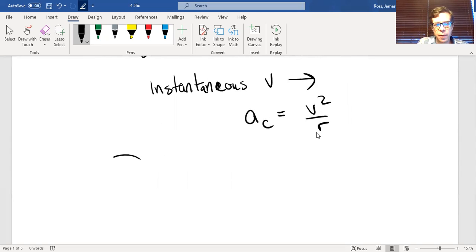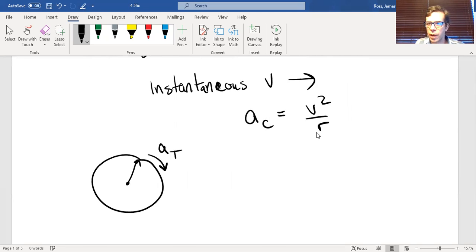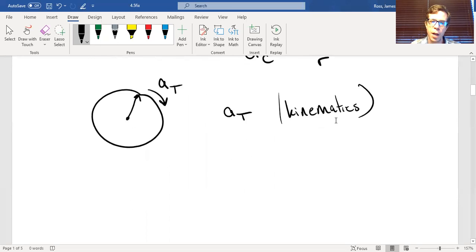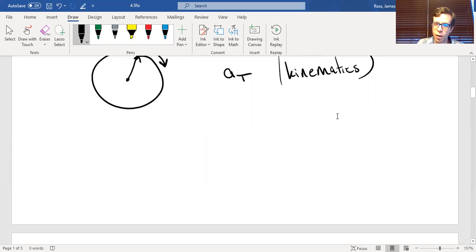We're just going to use that instantaneous value to figure it out. We can do kinematics along the surface to figure out what the tangential value is. If I know how the magnitude of the velocity is changing, then I can talk about the tangential acceleration. We'll just say kinematics for this right now to figure those two out. And then we could look at the total.